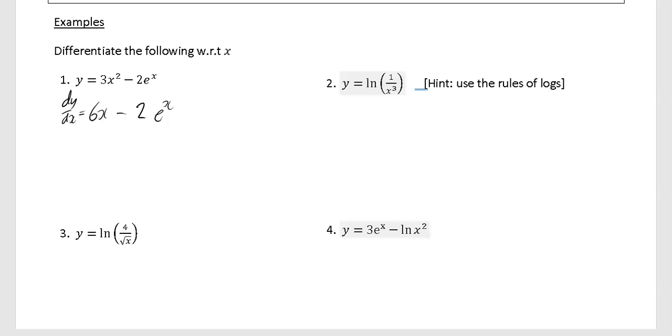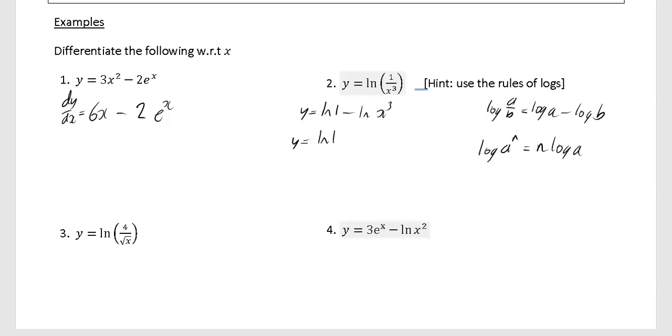Now this second one, wee bit trickier. You've got to use your rules of logs here. So there's a rule of logs which says log of a over b is equal to log of a minus log of b. Now ln is still a log, so these rules apply. So you could rewrite your function y as ln of 1 minus ln of x cubed. Okay, there's another rule for logs, which is log of a to the power of n is the same as n times log of a. So we'll leave that as ln of 1 for a minute, and we'll change that to be 3 ln x. Okay, we're not done yet.